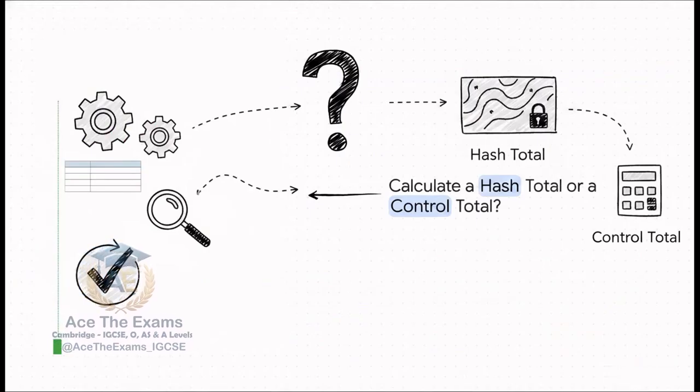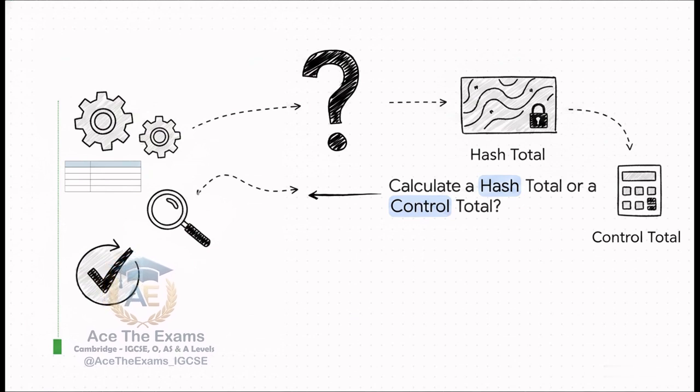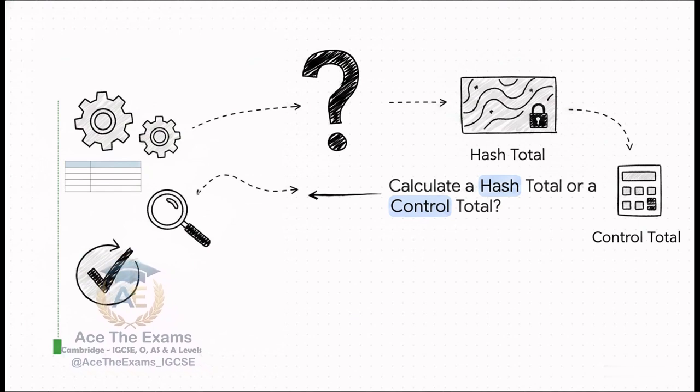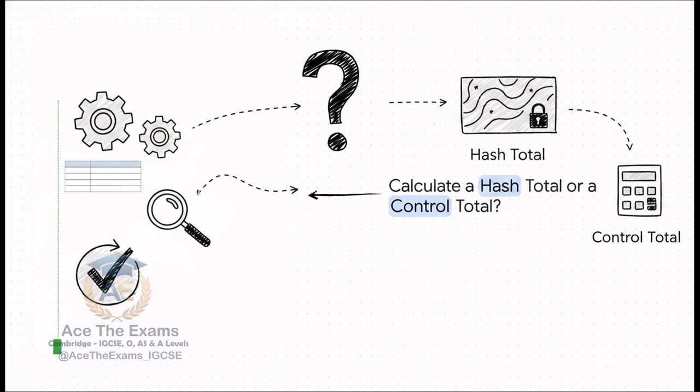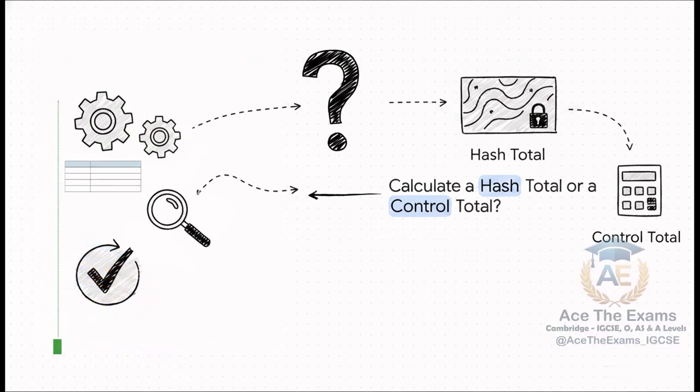This brings us to our final and, frankly, most challenging concept. This is the hidden mark trap that trips up even the most prepared A-level students every single year. Imagine an exam question gives you this sample data. You have student IDs on the left and number of exam passes on the right. The question asks you to calculate a transmission total to verify the data was sent correctly. So, do you calculate a hash total or a control total?